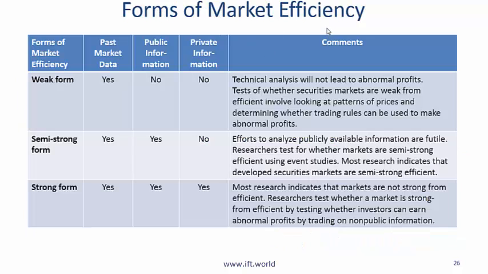What are the different forms of market efficiency? You can have weak form, semi-strong form, and strong form. In weak form efficient markets, all past market data, so this is volume data, this is price data, we assume that all this data is built into security prices. Public information other than stock market data is not necessarily incorporated. Private information is not incorporated.